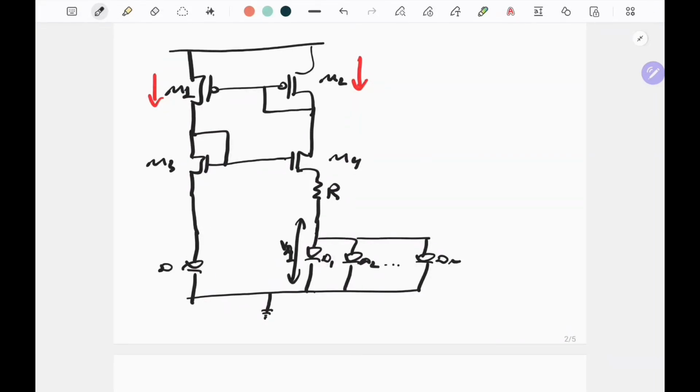To do that, first let us choose the sizes of M3 and M4 to be equal to each other. So W over L3 is equal to W over L4. Now notice that the current of M3 is equal to the current of M4. This is because the current in M1 is equal to the current in M2, which we can denote by I.